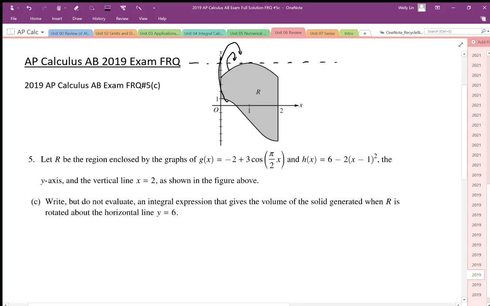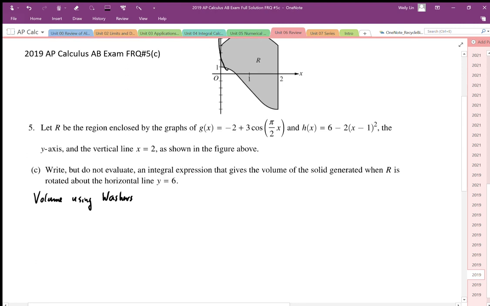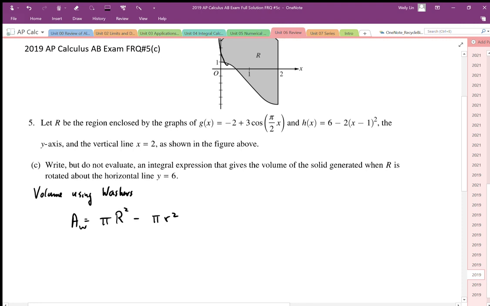washers. Okay, so we need to do volumes of rotation, and the volume is using washers. So if we're going to use washers for this, we need to find the area of the washer, and the area of the washer is going to be pi times the big R squared minus pi times the smaller circle. So we take the big circle and we subtract the smaller circle and we get a washer.